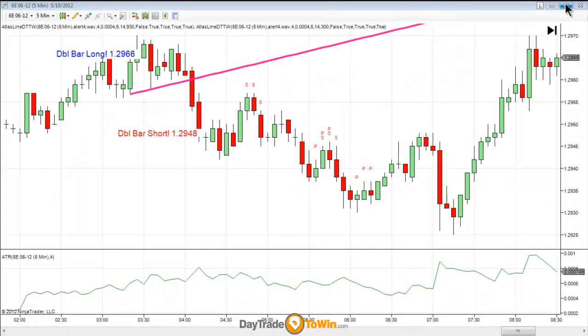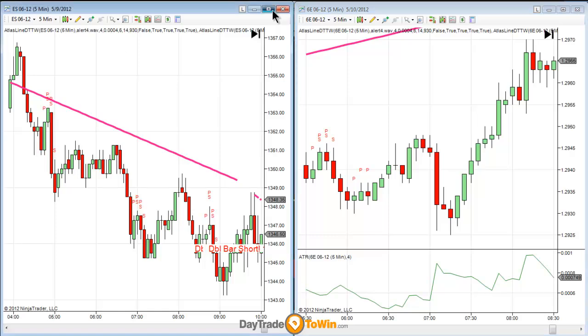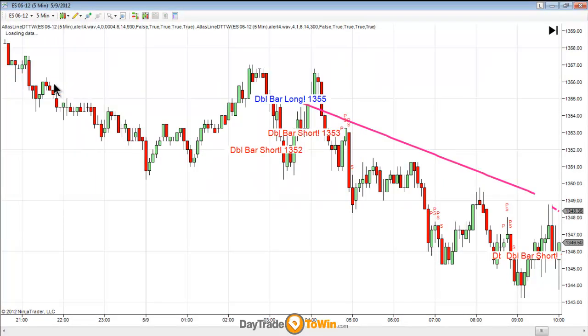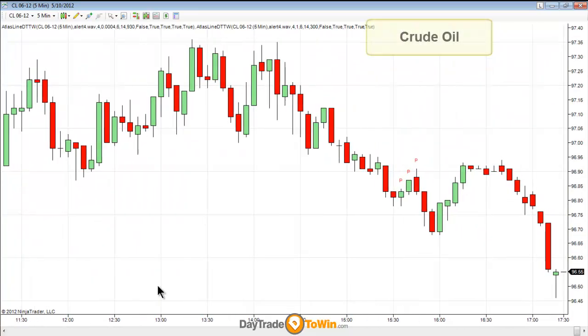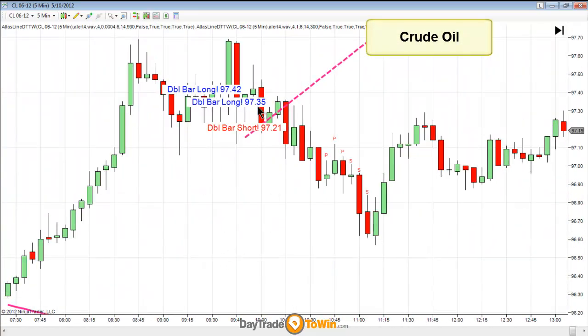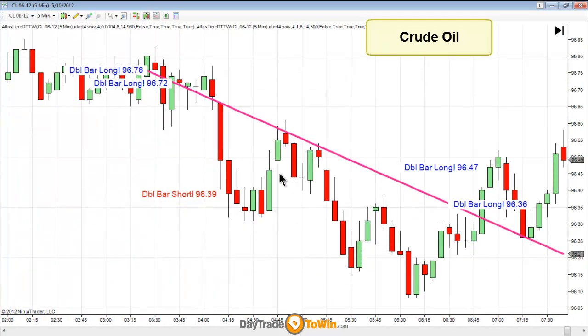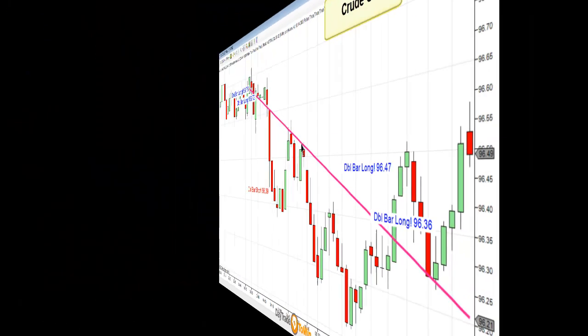Let's take a look at a few different markets here. We can look at the crude oil. This is the crude oil here, giving us longs, shorts, and more shorts here, giving us a long trade here, short trade, and a long trade here.